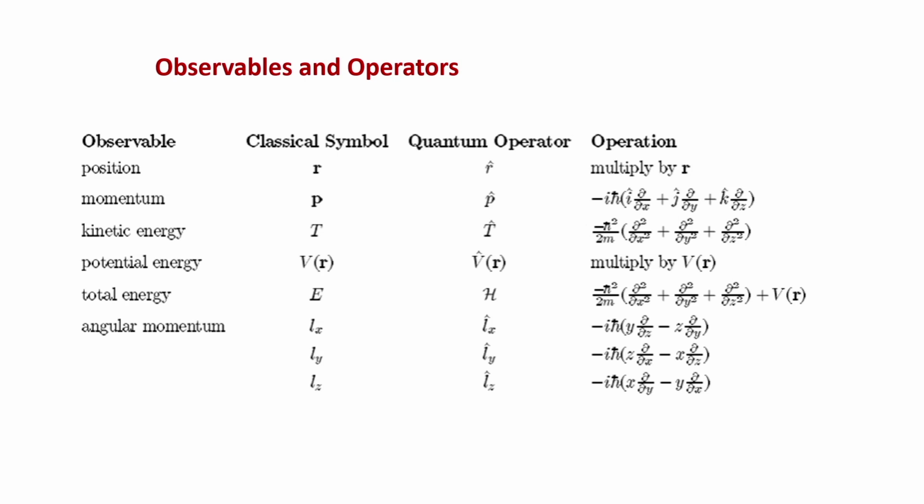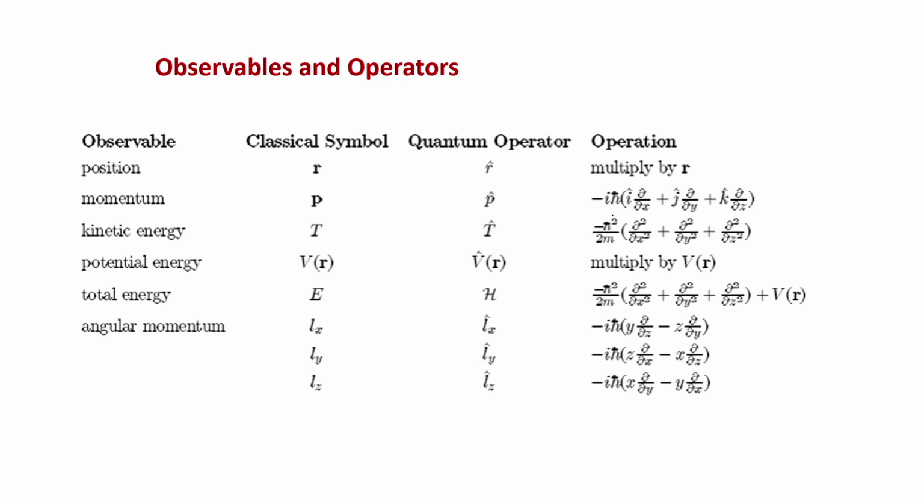But if you want to be very strictly correct in these notations, then you should write it with a straight hat that you see here, and that is the hat that we are talking about. So, the position variable is the symbol r, and then the operator will come with an r cap, momentum is p cap, kinetic energy is t cap.